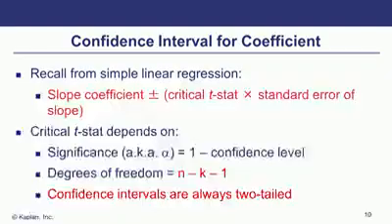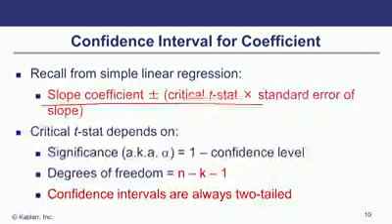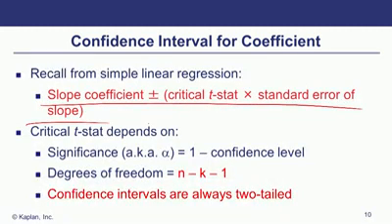Okay, now we're going to look at confidence intervals again. So from simple linear regression, nothing's really changing here. We still have this equation holding. We take the slope estimate, the b hat, plus or minus critical t-stat times the standard error of the slope. Remember, the critical t-stat will depend on the significance of the test, 1 minus confidence, and the degrees of freedom, n minus k minus 1.